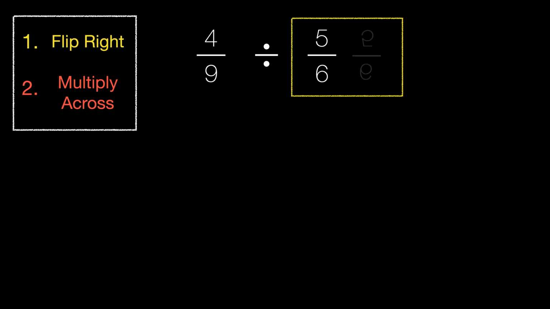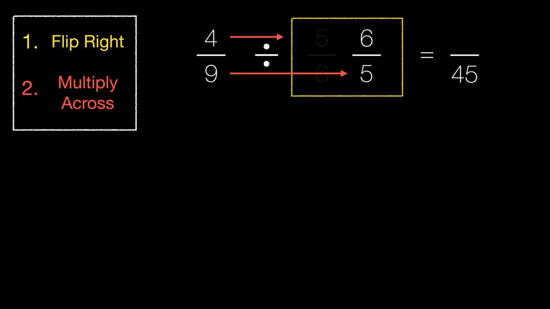Let's try another one. Let's go 4/9 divided by 5/6. So flip the fraction on the right. 5/6 flips to 6/5. Now let's multiply across. 9 times 5, 45 on the bottom. 4 times 6, 24 on top.